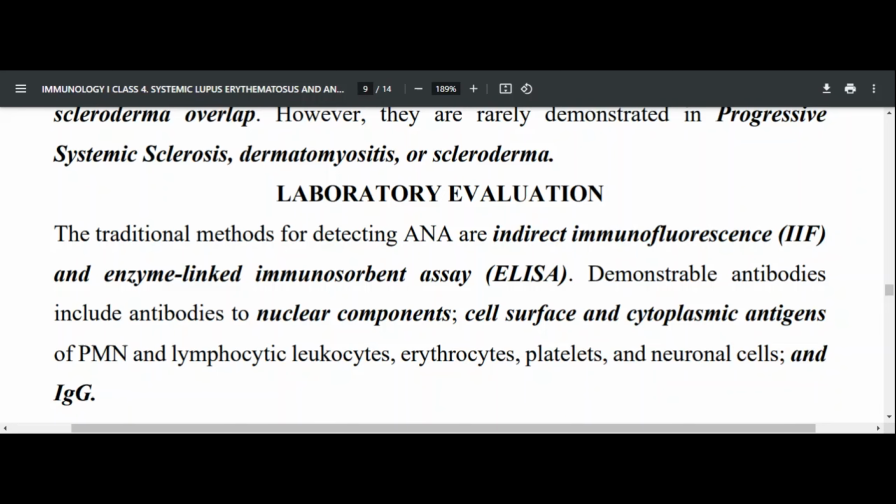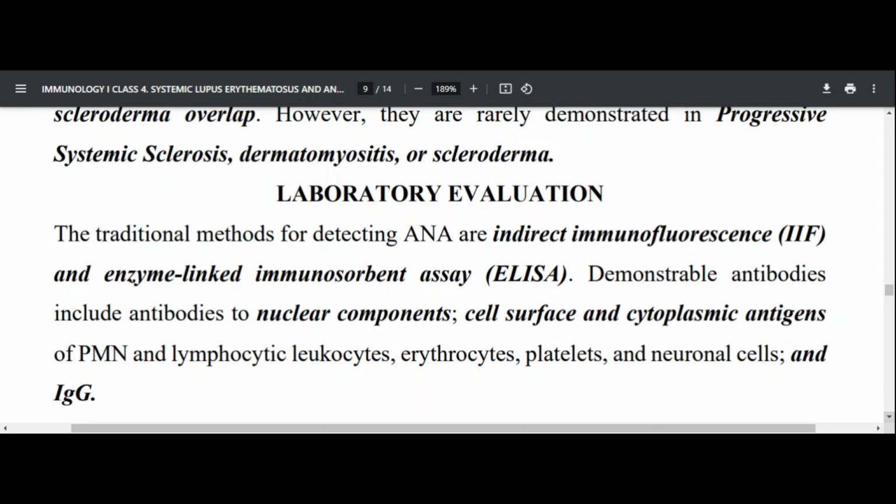This time we are going to discuss the immunofluorescence reaction in antinuclear antibody testing. It is called IIF-ANA, which is indirect immunofluorescence antinuclear antibody testing. This is actually the best method to detect antinuclear antibodies, of course, but there is also another technique we can use, which is the enzyme-linked immunosorbent assay.